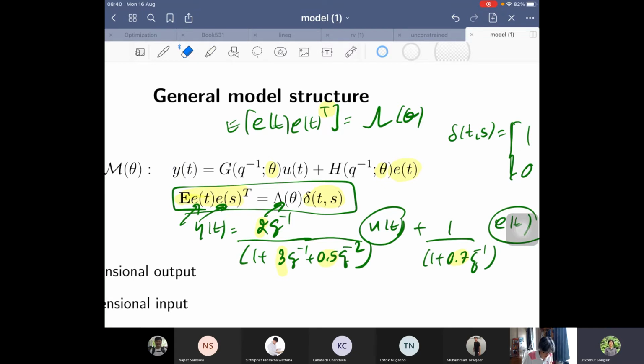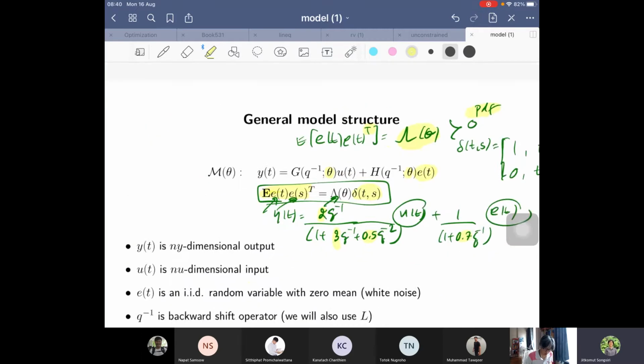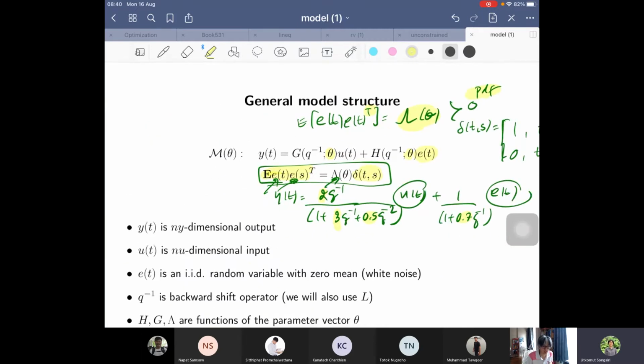From the concept of random process, random signal, the covariance of a noise must be a positive definite matrix. Again, please review what positive definite means. It means a matrix in the positive sense.